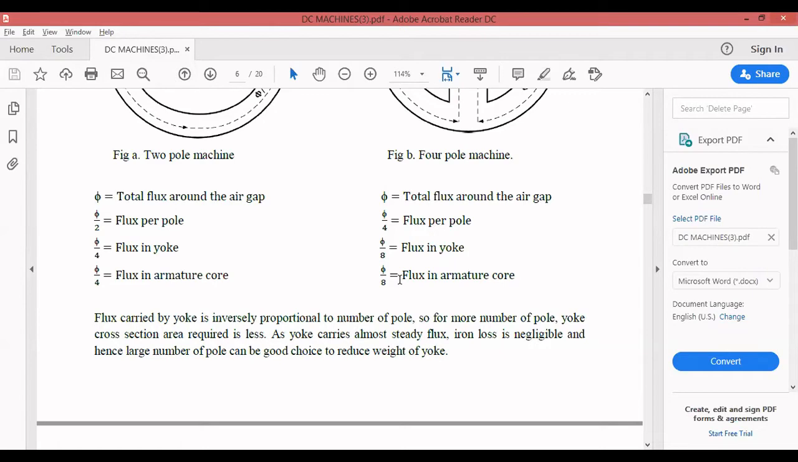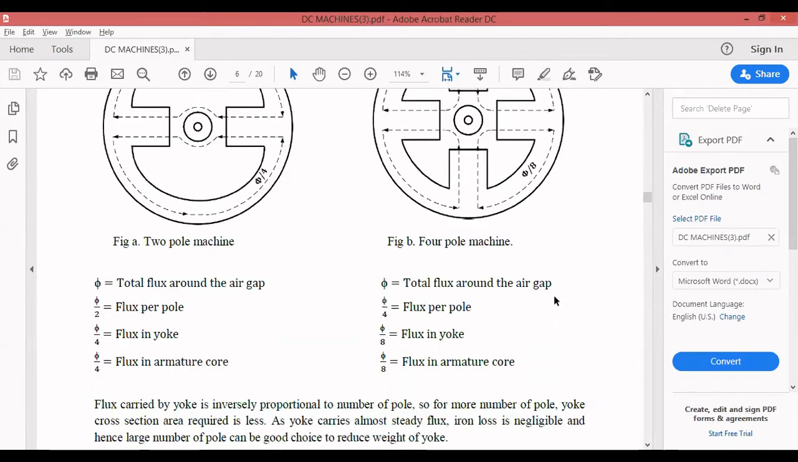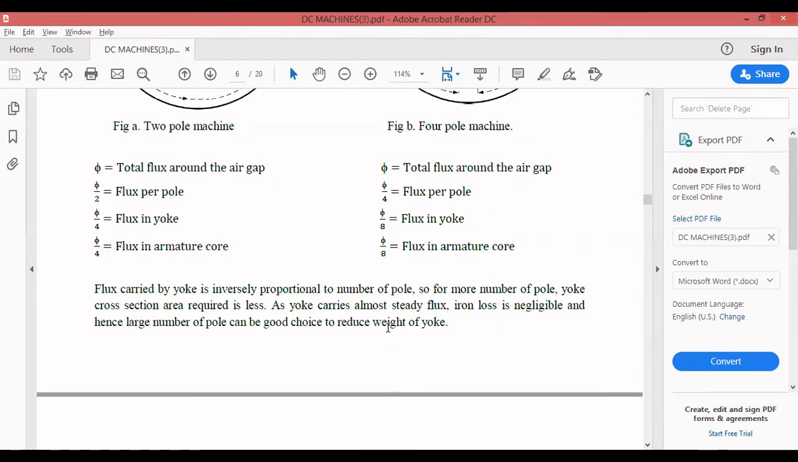And if we talk with respect to the yoke area, this is the yoke area. If you go for more number of poles, if you see here, this is two poles, and you can see here you have yoke area a little bit more. If you go for more number of poles, then what will happen? The yoke area gets reduced. As a yoke carries almost steady flux, iron loss is negligible, and hence a large number of poles can be a good choice to reduce the weight of the yoke.